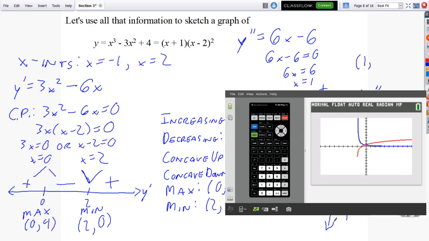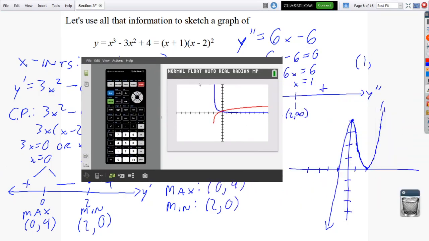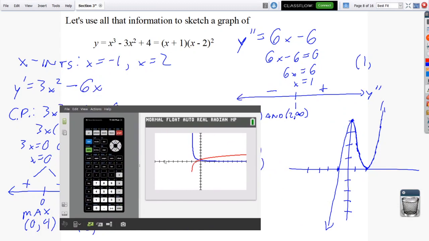Now, let's look at how accurate that graph is. Let's get that away from here so we can see the graph at the same time. And let me go into my y equals menu.